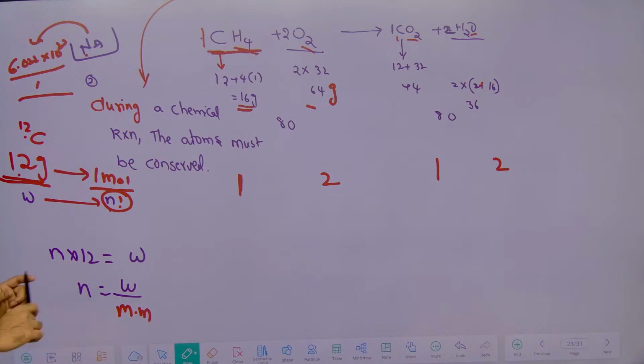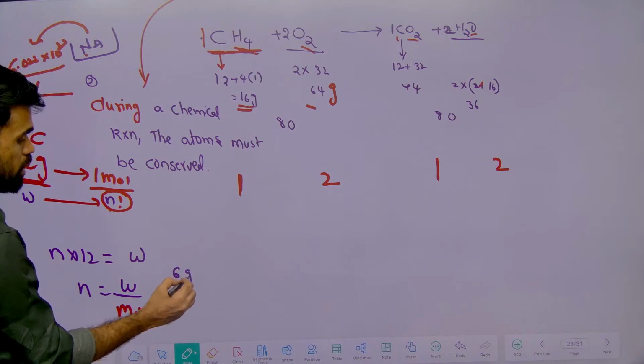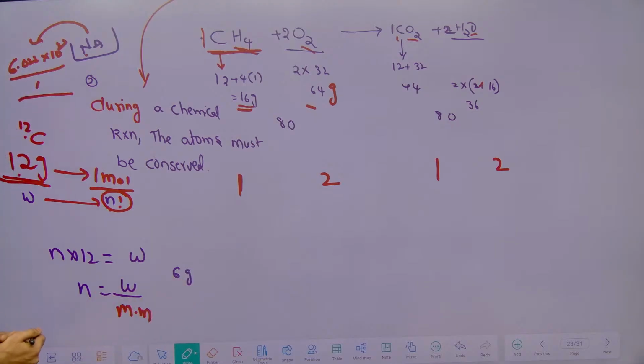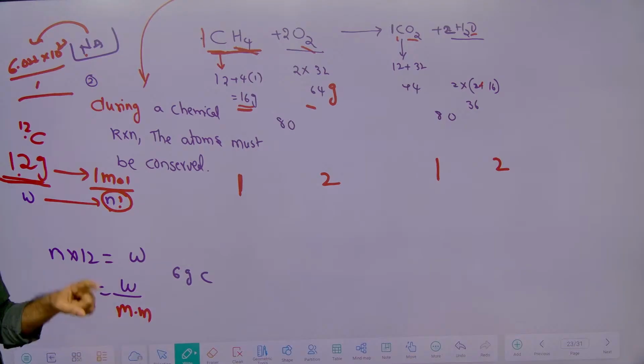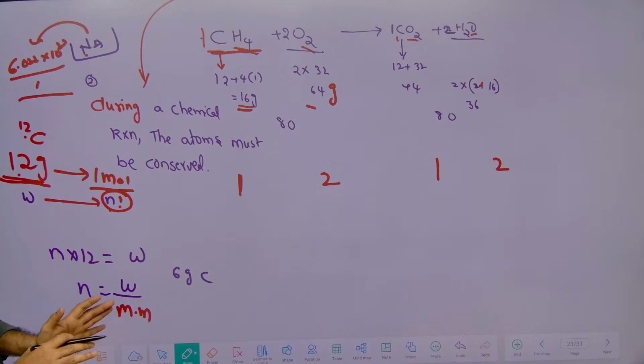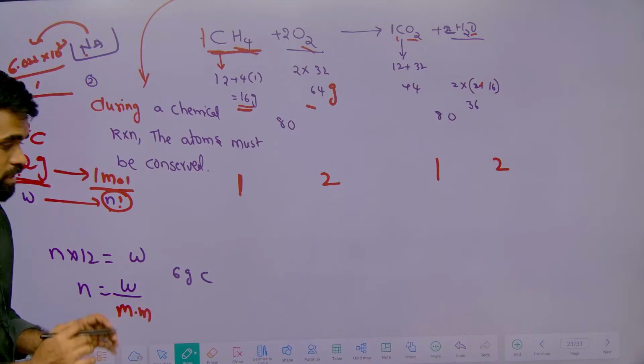Clear everyone up to here? Now I am giving you 6 grams of carbon. How many moles is it? 6 by the molar mass of carbon, which is 12. So 6 by 12 becomes 1 by 2, so half a mole. Otherwise 24 grams of carbon is 2 moles. Everyone getting this? Okay.